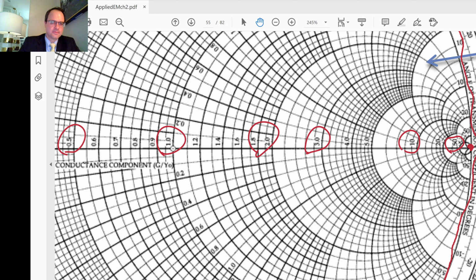Okay, but that can be any number of different reflection coefficients. So specifying R sub L alone will not uniquely determine the load impedance. You have to define the other component of your impedance, x of L.